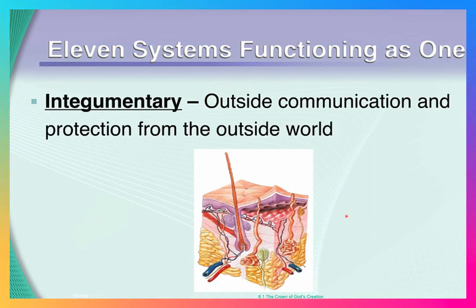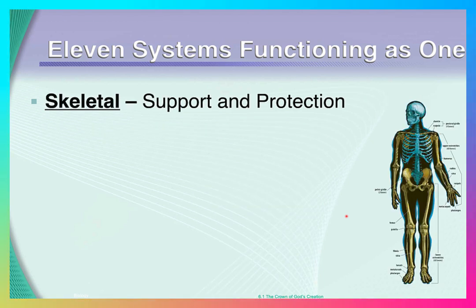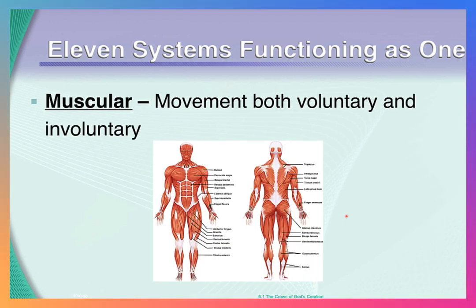The integumentary system is the skin and skin appendages, and this is the barrier between the outside world and the body, as well as gives the body the ability to communicate with the outside world. The skeletal system functions to support the body as well as protecting the internal organs of the body. And then the muscular system is responsible for movement.